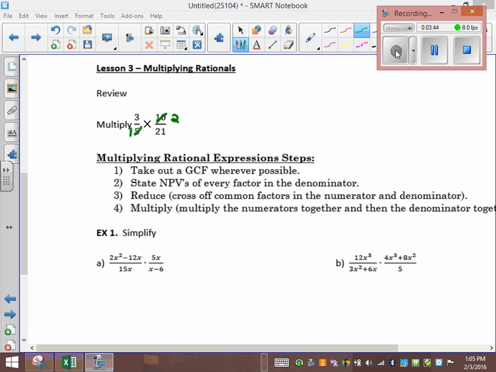Then with 21 and 3, I can take a 3 out. 21 divided by 3 is 7. 3 divided by 3 is 1. And then once I've simplified it as much as I can, top and bottom, I just multiply across the top and across the bottom what's left over. So 1 times 2 is 2. 1 times 7 is 7. Done.